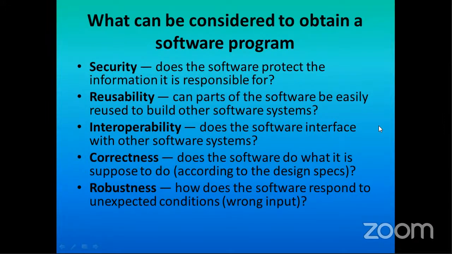Then robustness. How does the software respond to unexpected conditions? For example, if I was saving and accidentally I click a wrong button, will the computer make noise alerting me, or will it just shut down and I will not see that I made a mistake? That's what we mean here. How the computer or your program has responded to such wrong input.